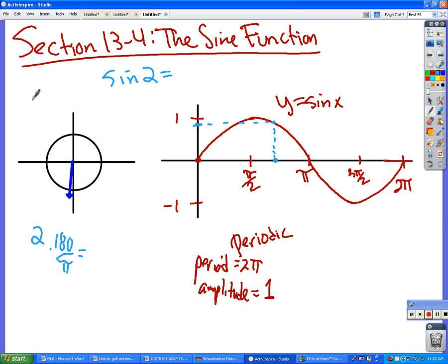How about an easy one? What would the sine of pi be from looking at the graph? 1. Nope. 0. It would be 0, because if I go over to pi on the x-axis, then I don't have to go up at all to get to the graph, so the sine of pi is 0. Okay?